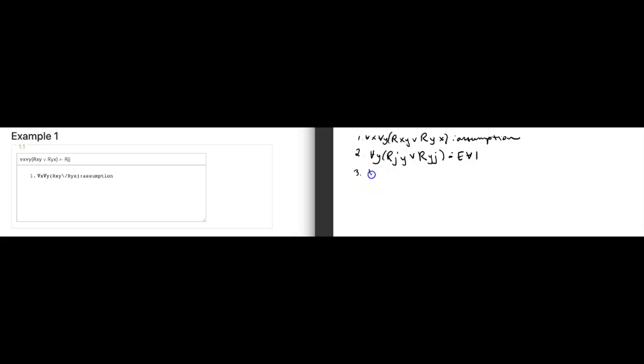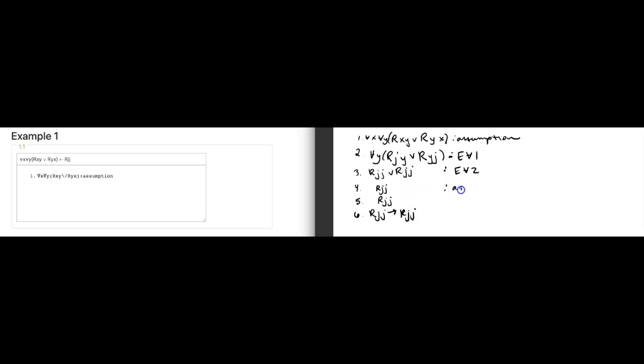We're going to do that again. So we have Rjj or Rjj. And what we've done is eliminated the universal on line 2. So in the next part of the proof, what we need to do is get rid of this disjunction. So let's start with suppose Rjj. On the next line, we would repeat Rjj. And so then we could do Rjj arrow Rjj.